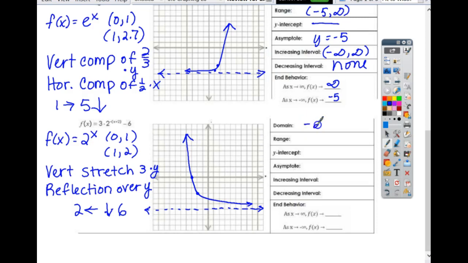So that gives me a domain of negative infinity to infinity, a range of negative 6 to infinity. I don't have an exact y-intercept. My asymptote is y equals negative 6. This is decreasing. As x goes to infinity, y goes to negative 6. And as x goes to negative infinity, y goes to infinity.